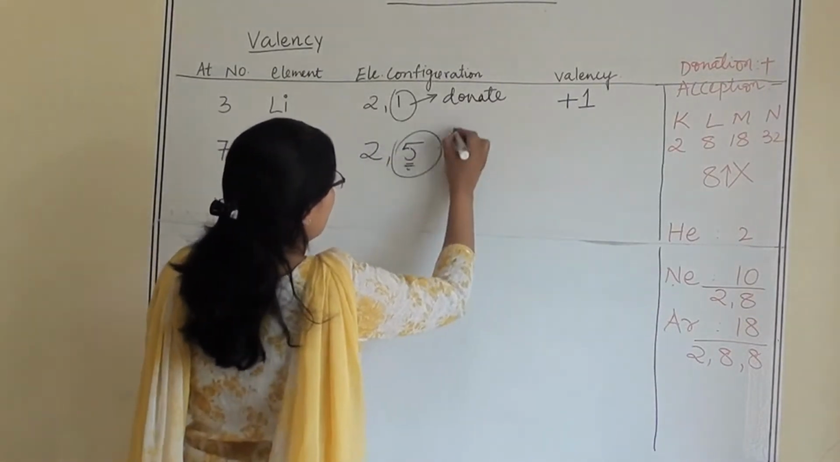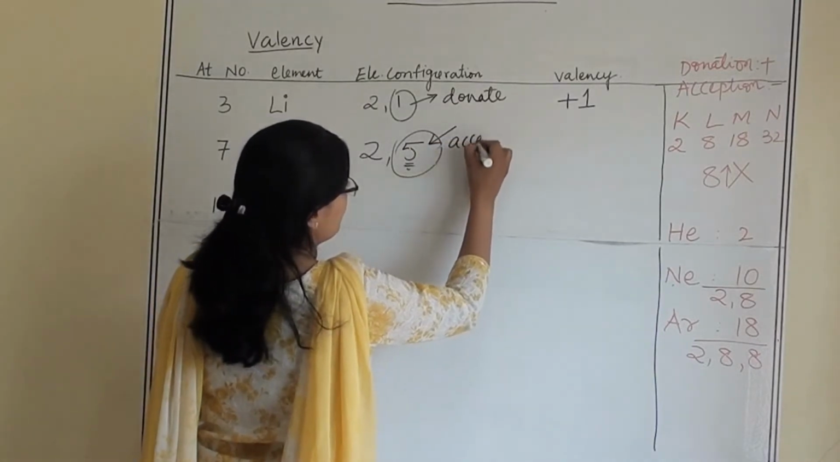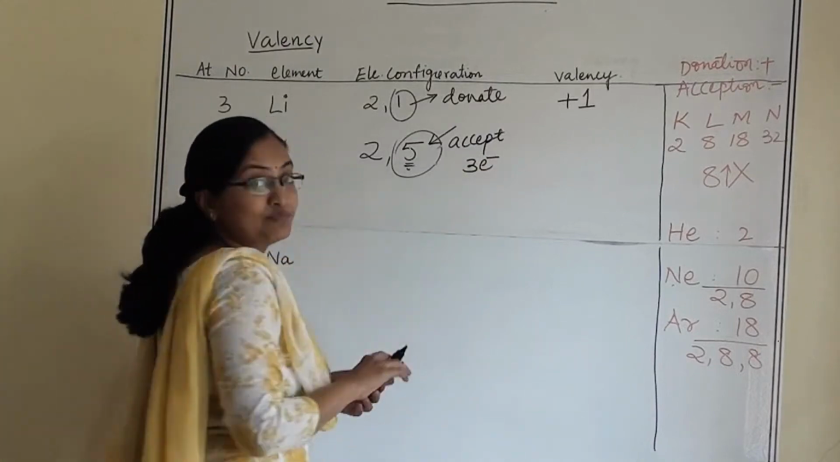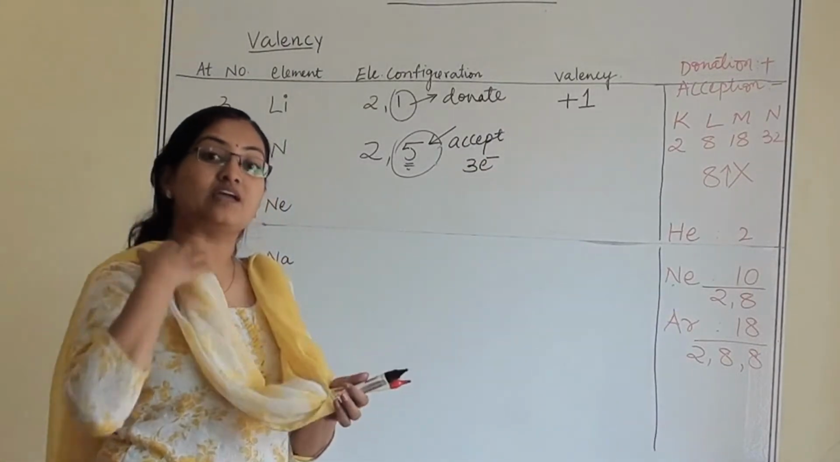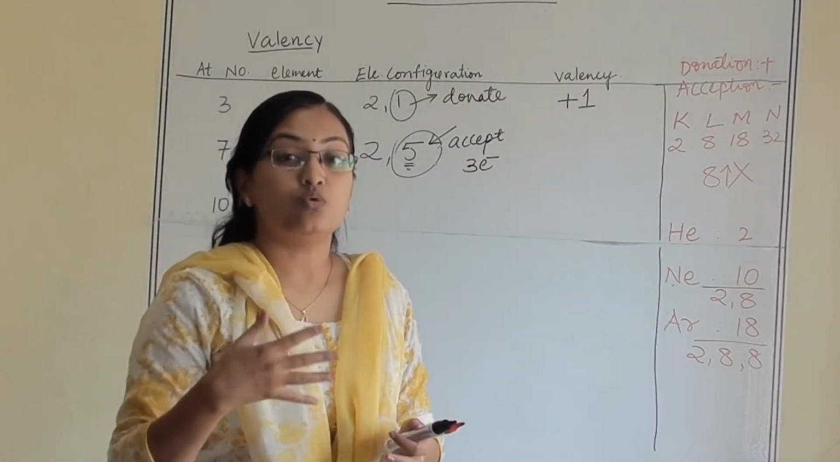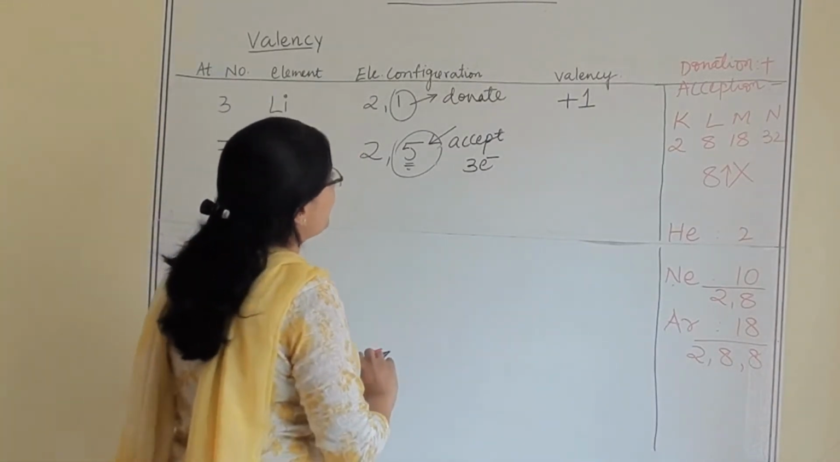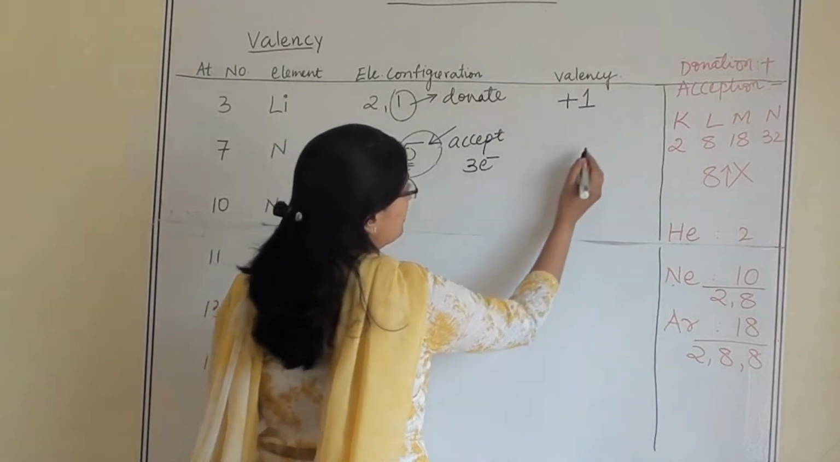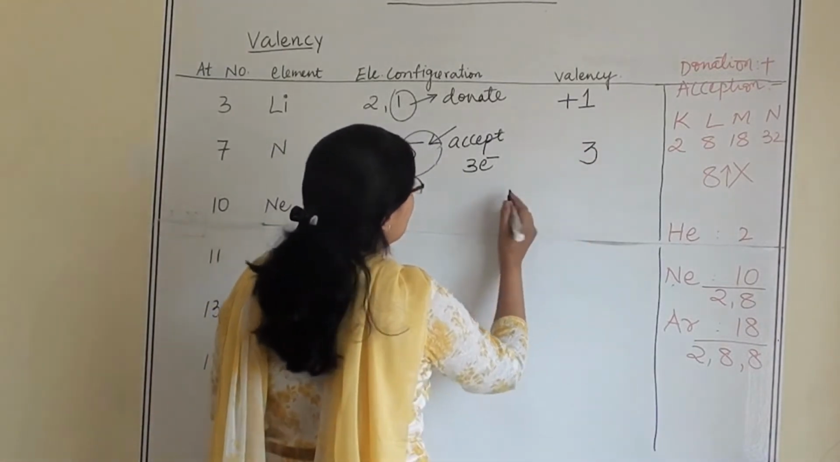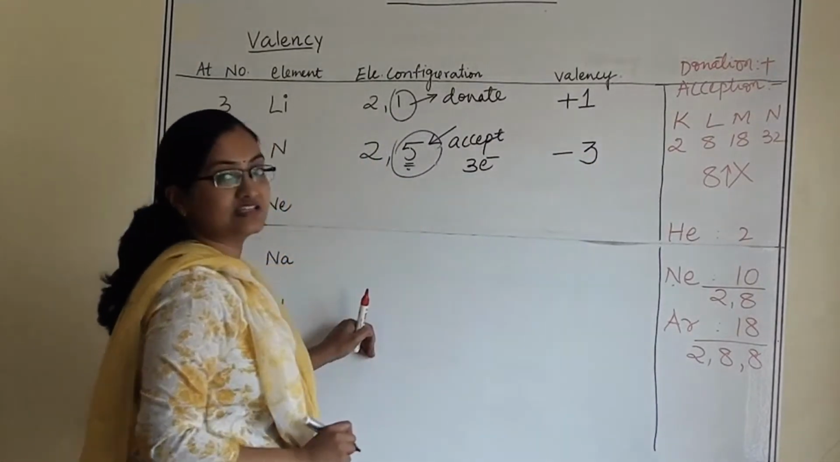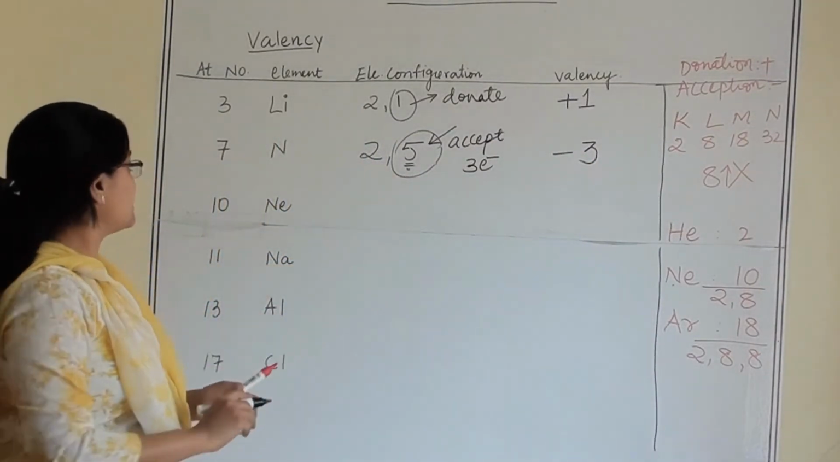So it will accept how many electrons? It will accept 3 electrons. Why? Because it wants to be stable like neon. So here how many electrons has it accepted? 3. So valency will be 3, and since it has accepted, it will be minus. The charge will be minus.